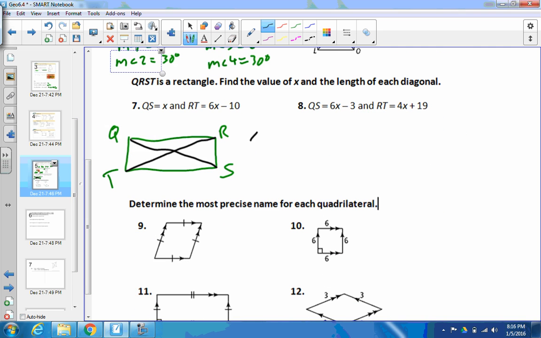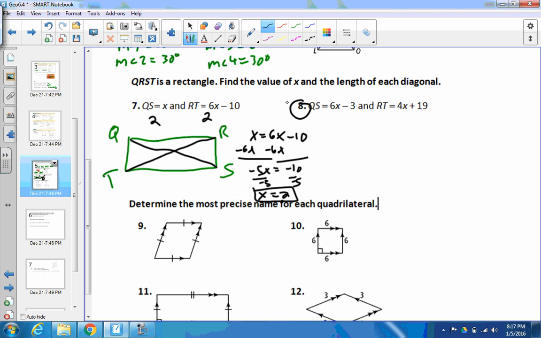So we know that x equals 6x minus 10. If we subtract 6x from both sides, we have negative 5x equals negative 10. Divide both sides by negative 5. x will equal 2. When you plug that back in, we get QS equal to 2, and RT equal to 6 times 2, which is 12, minus 10 is 2, so they are congruent. And number 8 I'd like you to do on your own, given those two.